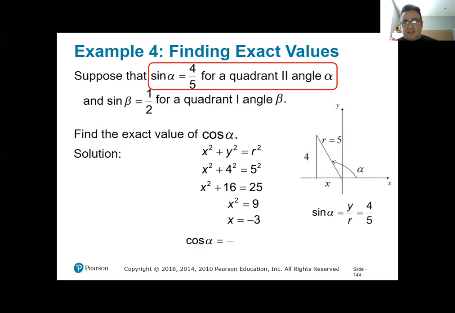Negative 3 over 5. Good job, right? So it's going to be x over r, which is negative 3 over 5.